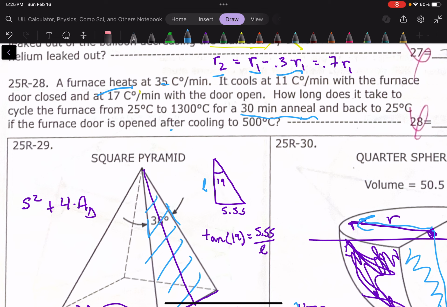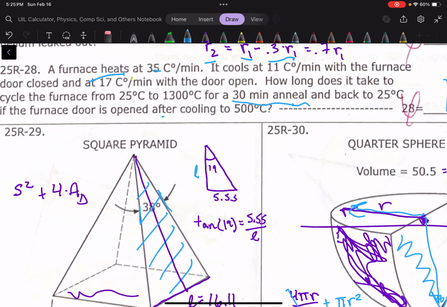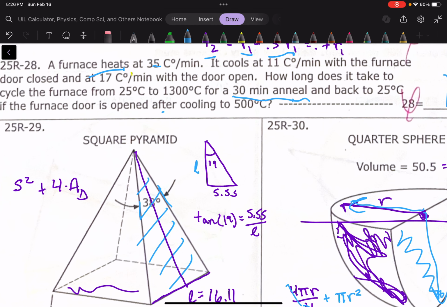but it just means that we're going to hold it at a temperature for some amount of time. So they tell us that the furnace heats up at 35, and then it cools down at 11 degrees per minute when the door is closed, and 17 degrees per minute when the door is open. And they want us to find out how long does it take for the furnace to go from 25 to 1300 degrees Celsius. And then we're going to hold it for 30 minutes, so we're going to add that time, and then back down to 25.